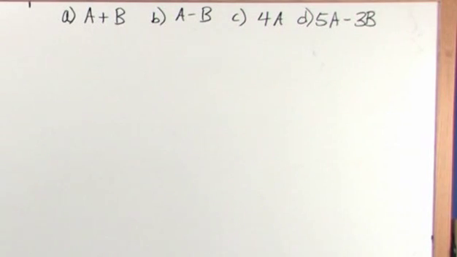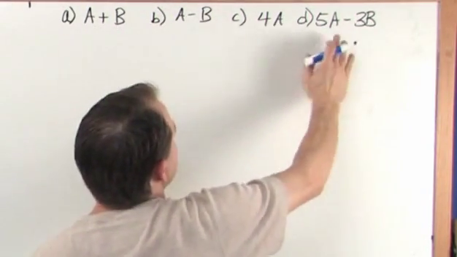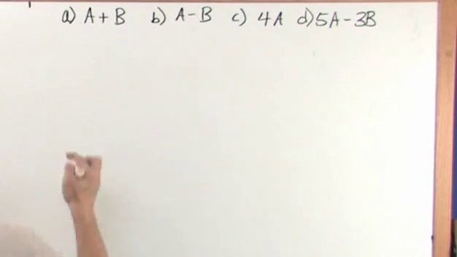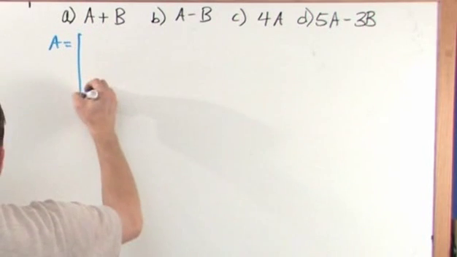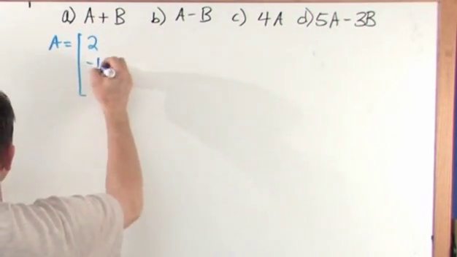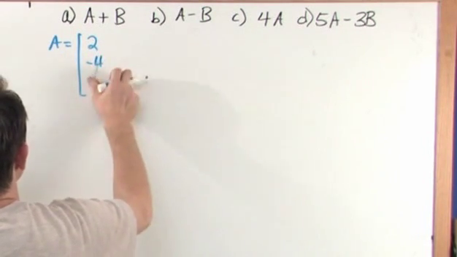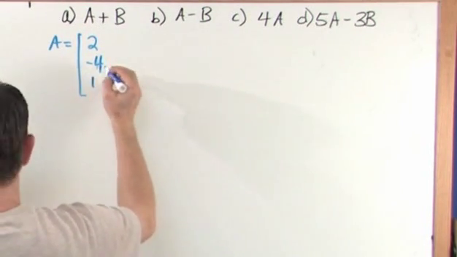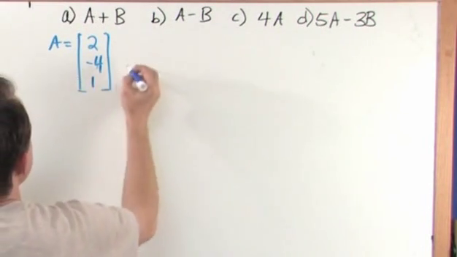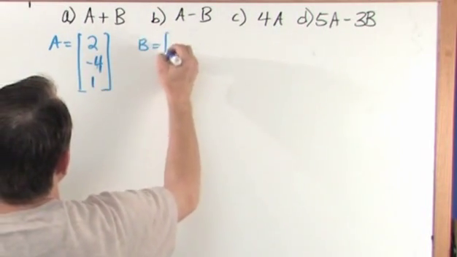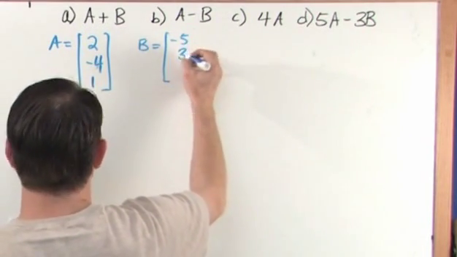Okay, now let's go ahead and work another one. Again, we're going to find a plus b, a minus b, 4a, and 5a minus 3b just to get some practice. So let's say the matrix A in this case is equal to 2, negative 1, negative 4, and 1. Okay? And the matrix B, let's just say for this problem, is going to be equal to negative 5, 3, and negative 1.